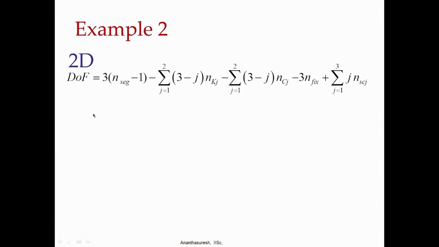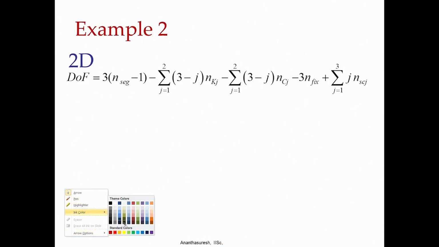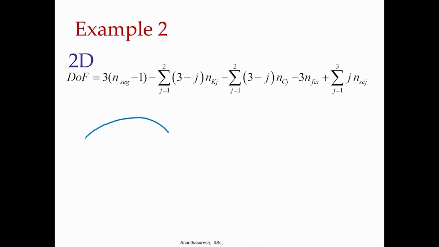Let us take another example. Okay, I have to get the pen. Let us take an arch like that with a pin joint there, another pin joint there. How many segments are there? We have a fixed frame, that is one segment, and then two here.